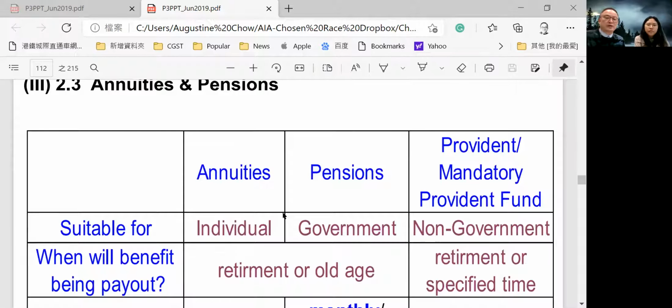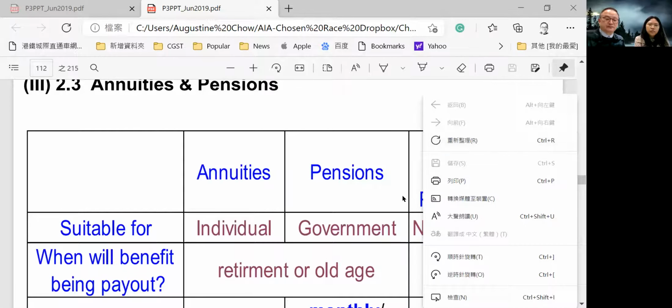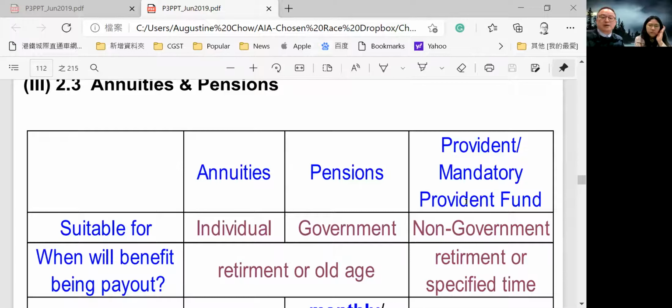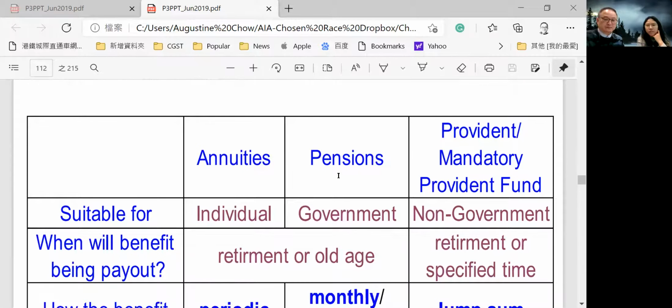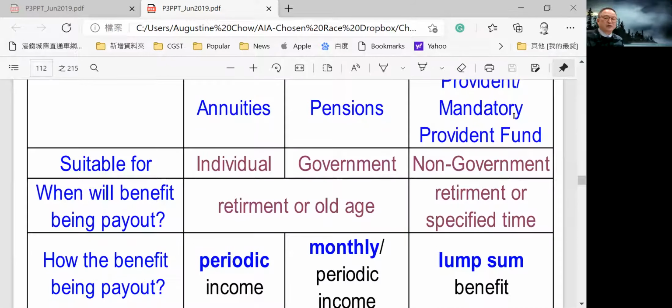MPF, annuity, and pension are three different types of schemes of retirement planning. Government does not have MPF. Government civil servants don't have it yet. They have pension funds. Right now, all the companies are under the MPF, since the year 2013. Most companies converted from pension into MPF.